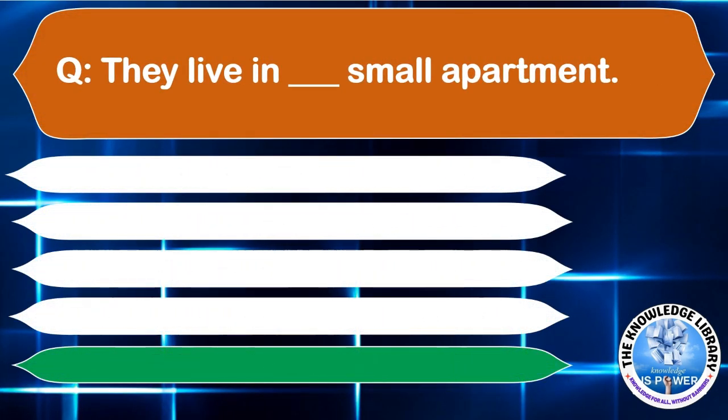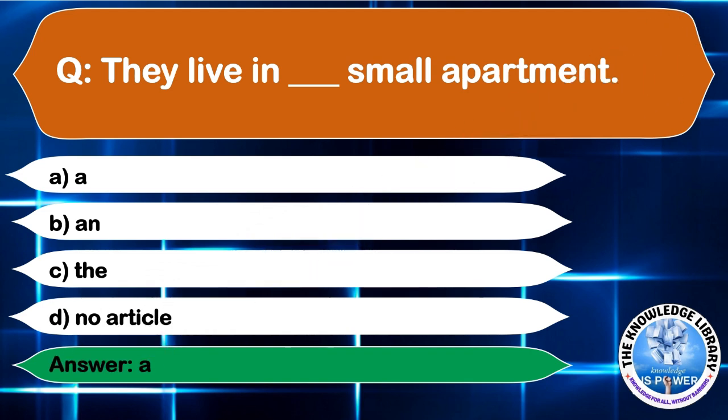They live in dash small apartment. Option A. Option B, an. Option C, the. Option D, no article. The correct answer is option A. Moving to the next question.